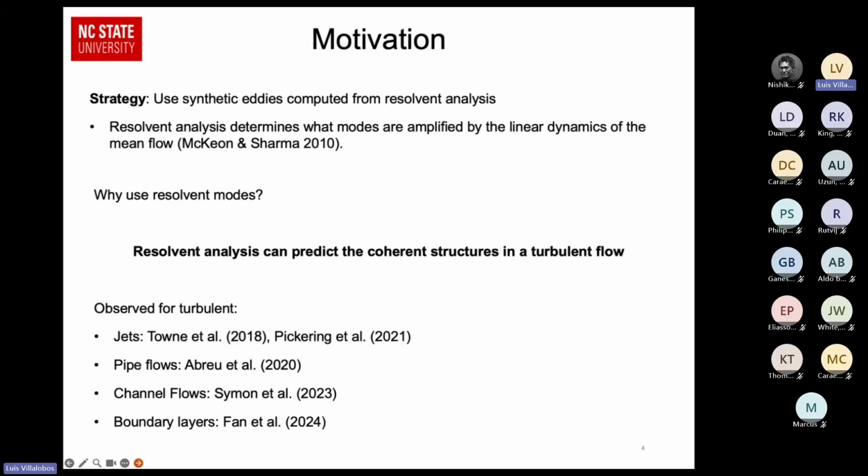So the question is, why did we want to use resolvent modes? That's because there's a lot of literature showing that resolvent analysis can actually predict the coherent structures that you might find in a fully turbulent flow. So we've observed this for jets, pipe flows, channel flows, boundary layers, all these flows where you might need to do a scale resolving simulation with hundreds of thousands of CPU hours in order to compute these SPOD modes to see the structures. You could use resolvent and identify the same structures. So it offers a low order method for computing these coherent structures.